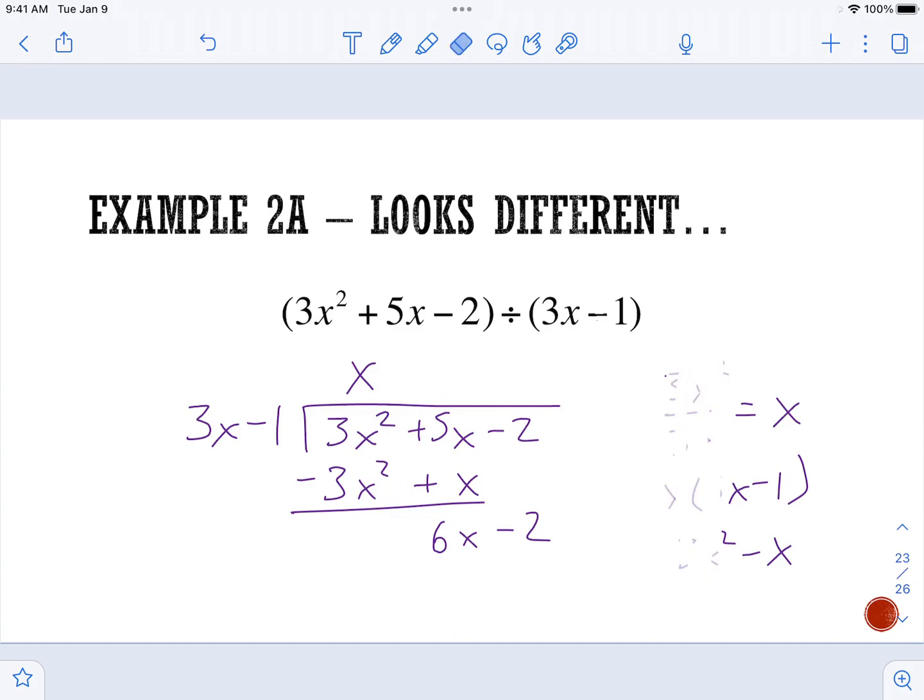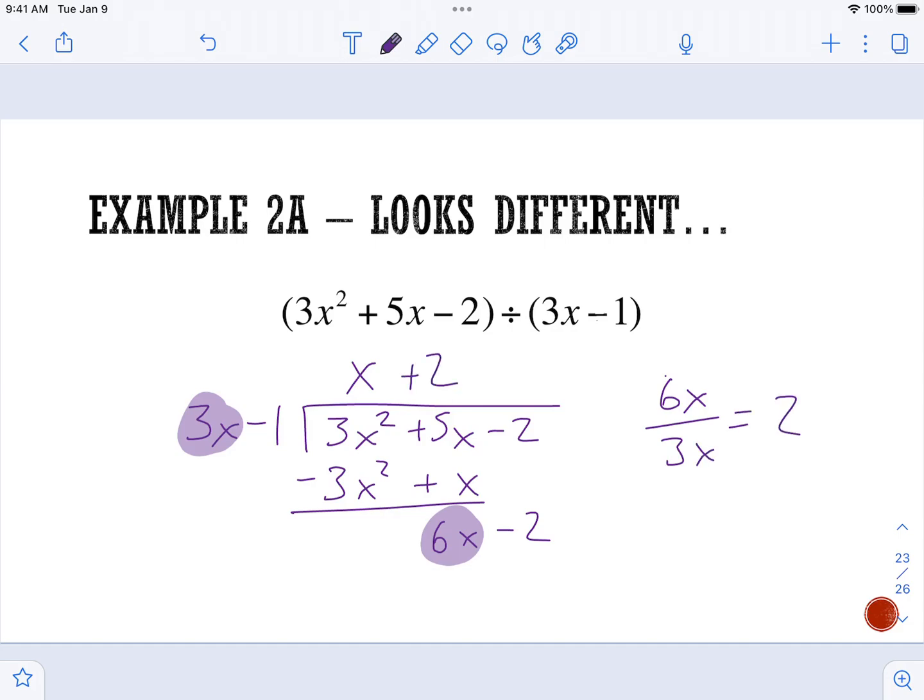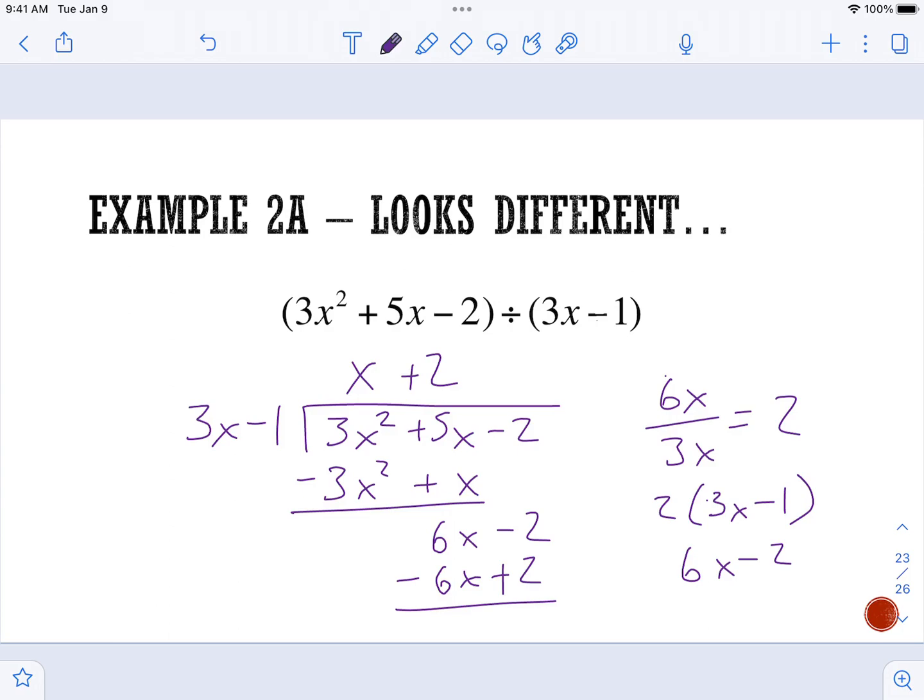Now we can repeat that process. We're going to divide 6x by 3x. 6x over 3x is equal to 2, so it's x plus 2 for our quotient, our answer. And then 2 times 3x minus 1 becomes 6x minus 2. That's what I'll subtract. 6x minus 2. We'll change both signs. So the 6x's cancel out, the 2's cancel out. We've got a remainder of 0, so we divide evenly again, and x plus 2 is our answer.